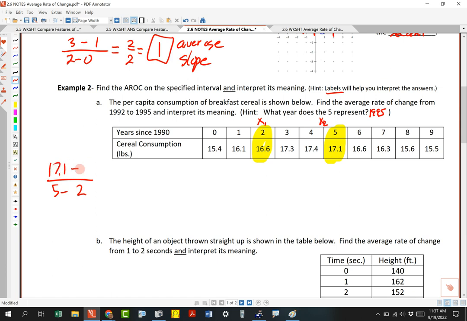17.1 minus the function value at x1, or you could call it y1 if you wanted to, 16.6. So we're going to do 17.1 minus 16.6. I end up with, tell me if I'm wrong, 0.5, right? Then on the bottom, I end up with a 3. So if I throw that into a calculator, I get, is it 0.16 repeated? Is that what it is? Am I right about that?